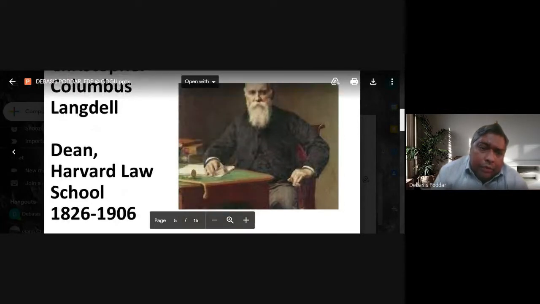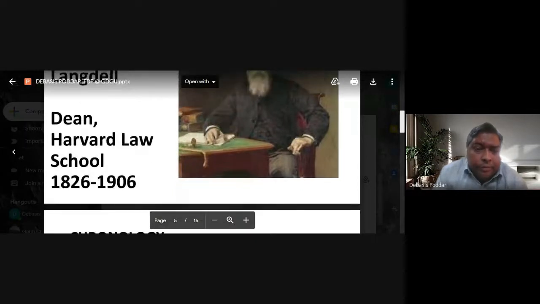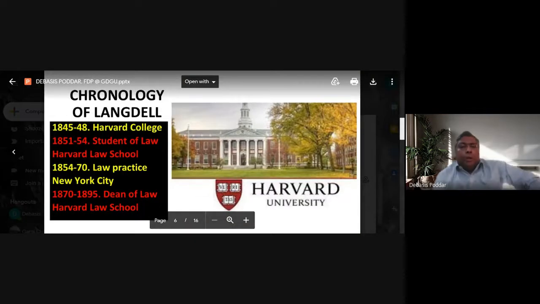Langdell, the dean of Harvard Law School, was born in 1826 and died in 1906. More importantly, the chronology of Langdell is important, that from the very beginning of his career he was attached to the Harvard system. For example, from 1845 to 48, Langdell graduated, not in law but in another subject, from Harvard College. From 1851 to 54, he was a student of law in Harvard Law School itself. From 1854 to 70, he was engaged in law practice in New York City. From 1870 to 1895, he was Dean of Harvard Law School. This is the most important part we are going to discuss.